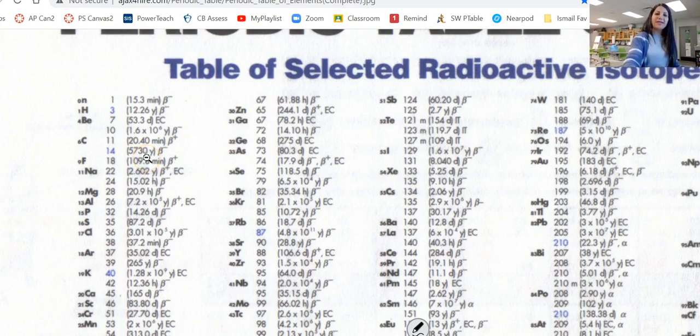So it depends on the isotopes, because sometimes people will say, carbon is radioactive. Well, what isotope are you talking about? Or carbon has a really long half-life. What isotope are we talking about? Okay, so that makes a difference.